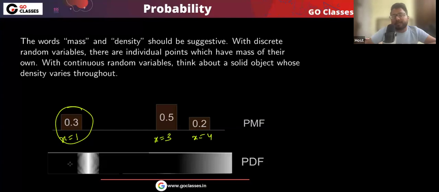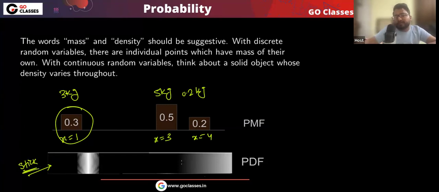For example, you can understand it like these are weights: 3 kg weight, 5 kg weight, 2 kg weight, or 0.2 kg weight, right? But this is not just one weight, which means the probability is not clustered only on one point. It is just like a stick, where weight is not at just one point. It is basically distributed all over the place. Probability density is there all over the place. It is not a probability mass which is just clustered on only one point. So what does this mean?